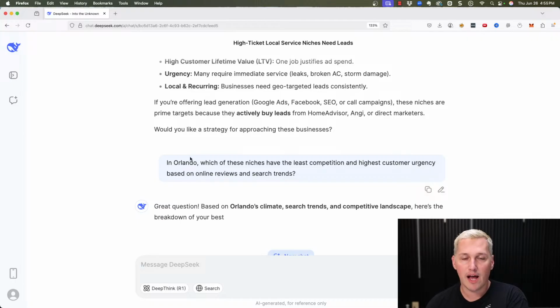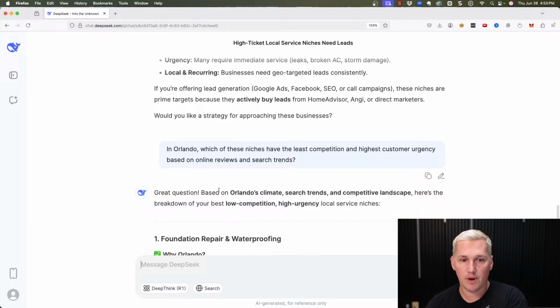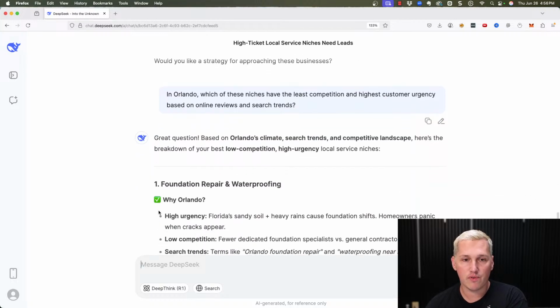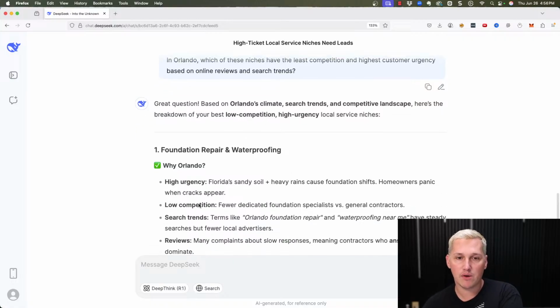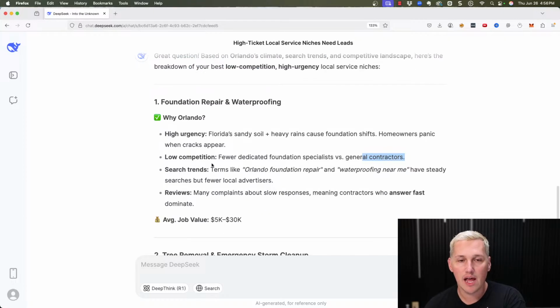Okay, so here we go. I decided to go with Orlando for the city, and here we go. Foundation repair and waterproofing. Why? High urgency. Florida's sandy soil plus heavy rains cause foundation shifts. Homeowners panic when cracks appear. It's low competition, fewer dedicated foundation specialists versus general contractors. And then we've got some search trends here. Terms like Orlando foundation repair, waterproofing near me have steady searches, but fewer local advertisers.